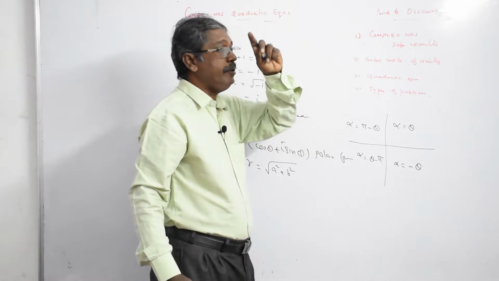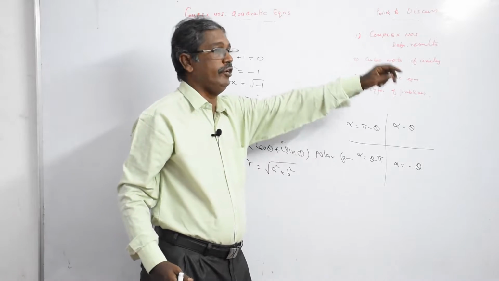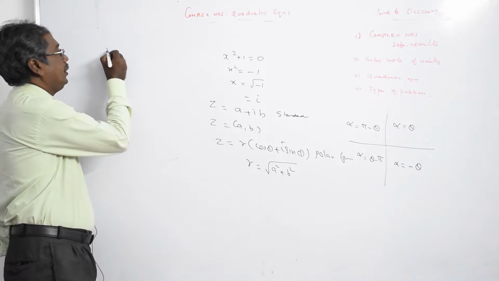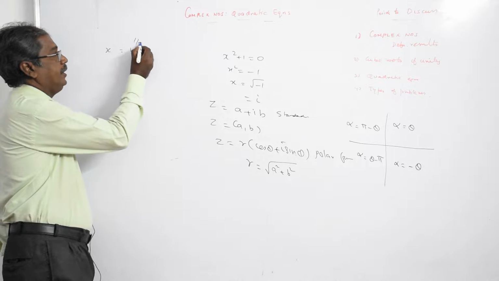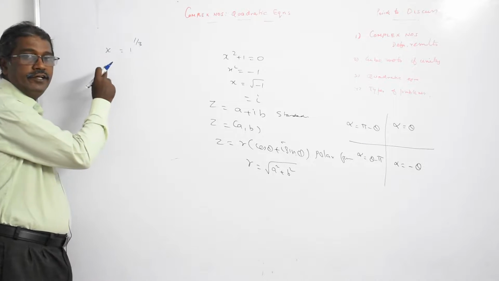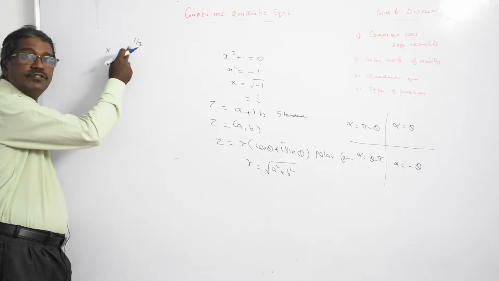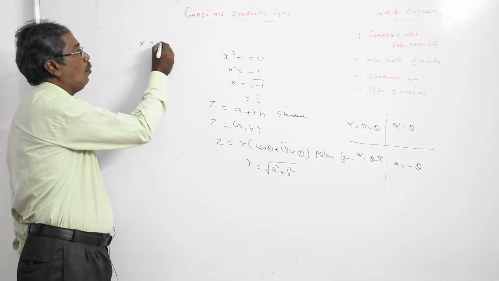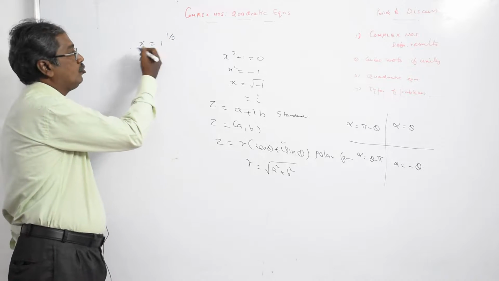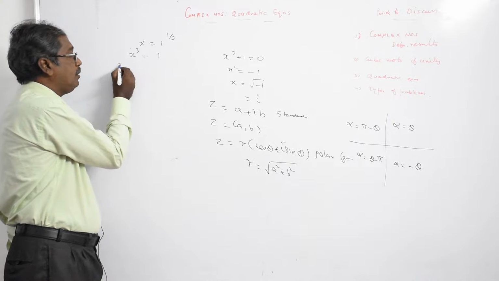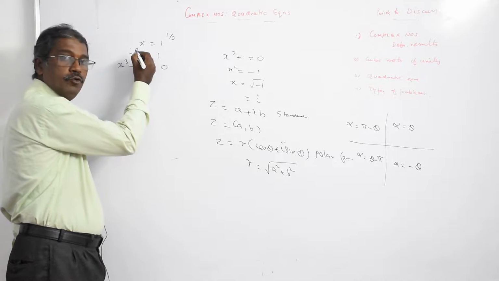Right. Next, an important concept about cube roots of unity. What is meant by cube roots of unity? Let us take x equal to 1 power 1 by 3, which is the cube root of unity. Now, how to find the values of x? Since x equal to 1 power 1 by 3, cubing both sides gives x cube equal to 1. Now this becomes x cube minus 1 equal to 0.